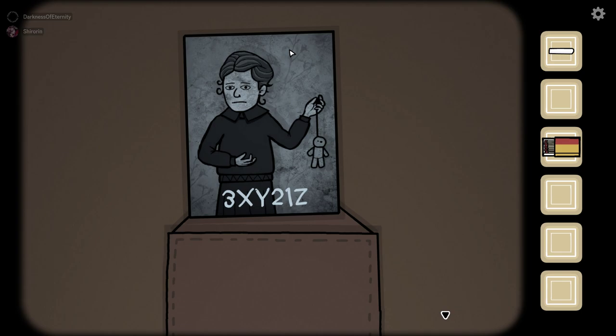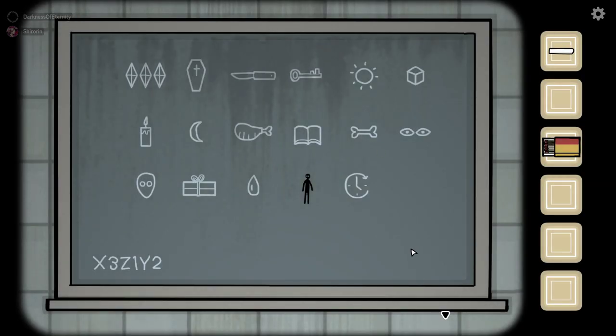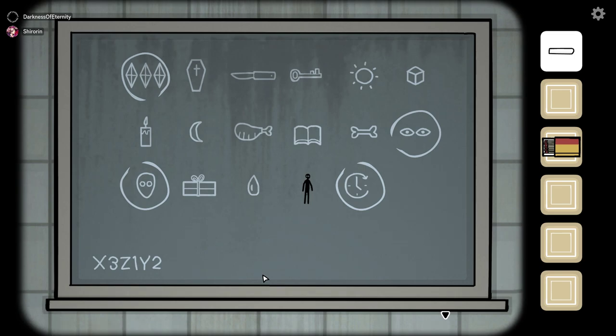Okay, I got a code. Okay. 3XY. Okay. 21Z. Okay, so what's underlined? So the chalk thing, probably. So what's underlined is eyes. Yeah. Future. Oh. Yeah. Mask. What? Mask. Okay. Gems. And cube.